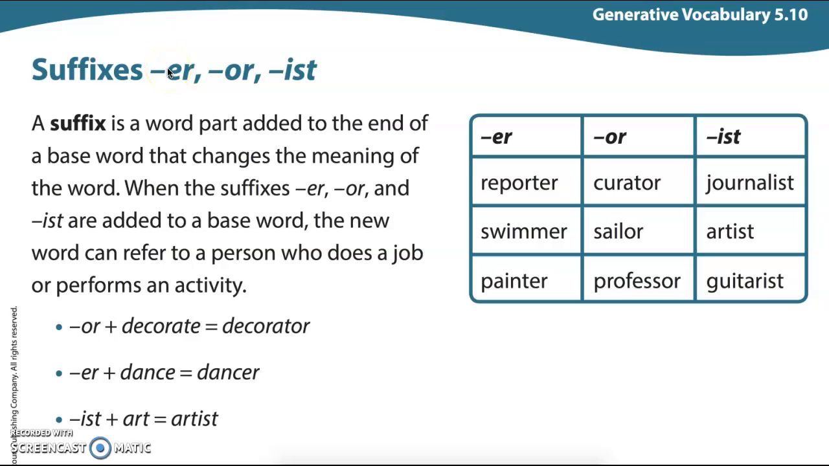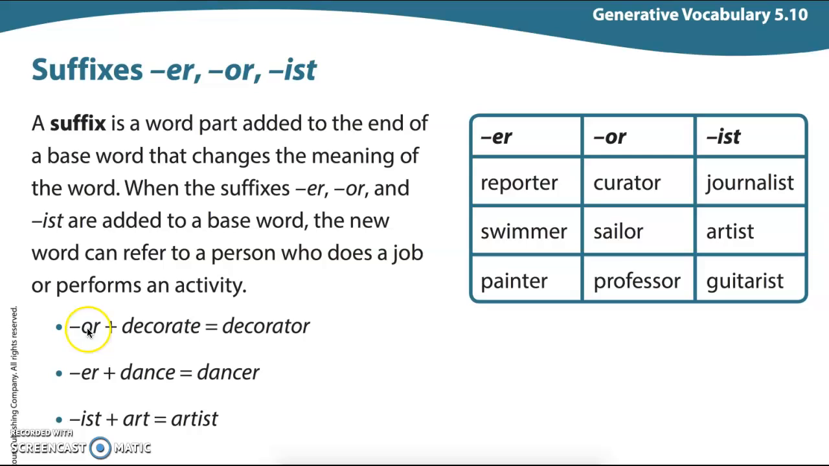Hey friends, today we are going to be looking at some new suffixes: er, or, ist. And remember, a suffix is a word part added to the end of a base word that changes the meaning of the word. When the suffixes er, or, and ist are added to a base word, the new word can refer to a person who does a job or performs an activity. So it's going to turn these words into people.